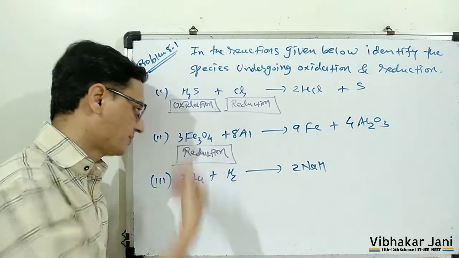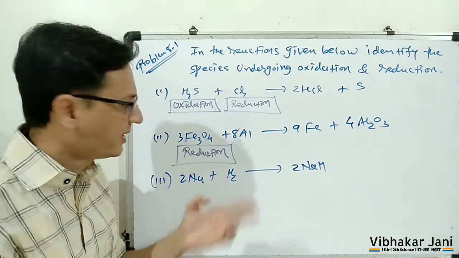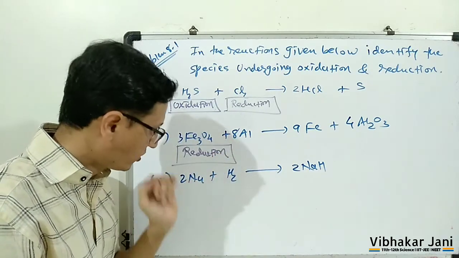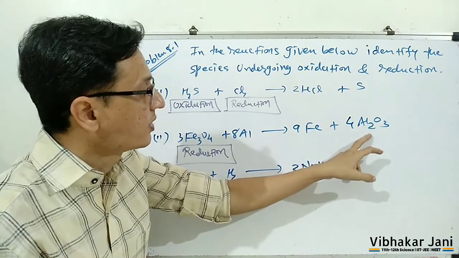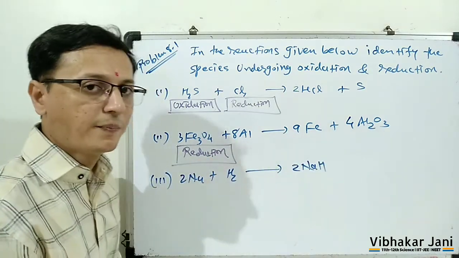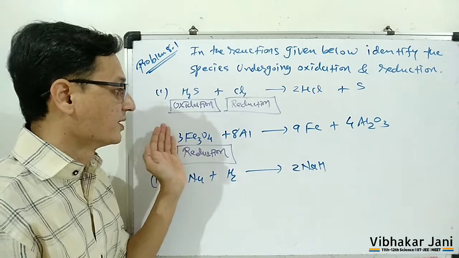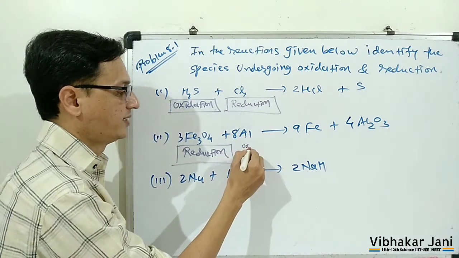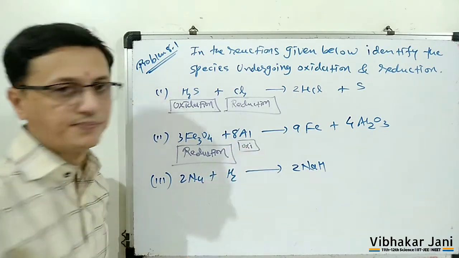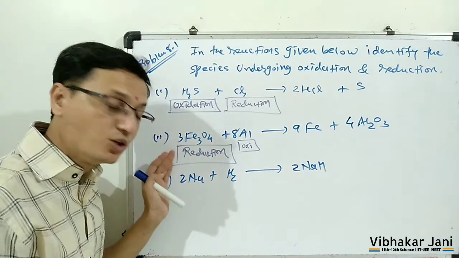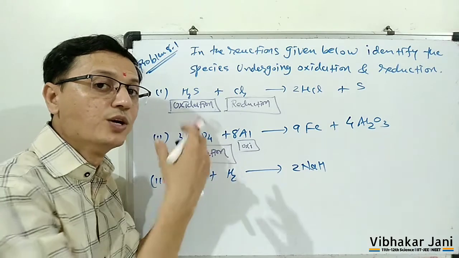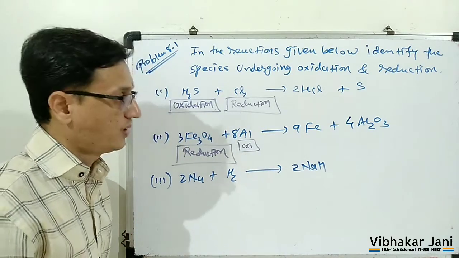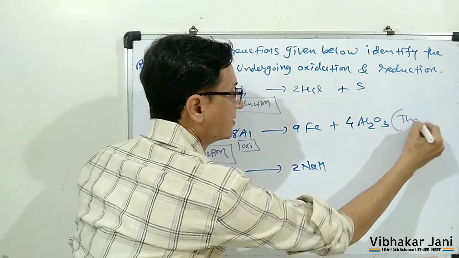And if this substance is undergoing reduction, then definitely this one will undergo oxidation. Let us check. Aluminium was alone over here, but now in the product it is attached with oxygen. So combining with oxygen is known as oxidation. So aluminium is oxidized. So Fe3O4 is reduced and aluminium is oxidized. Now one more thing: this reaction is known as the thermite reaction.